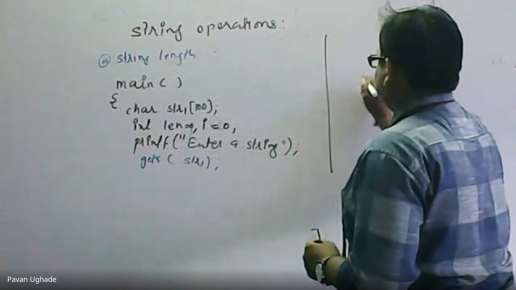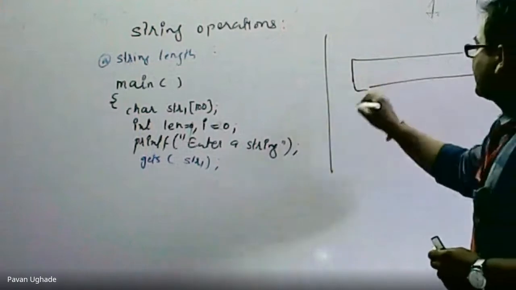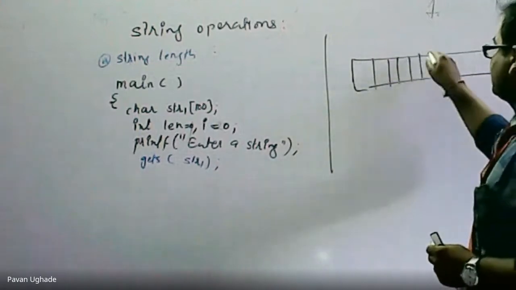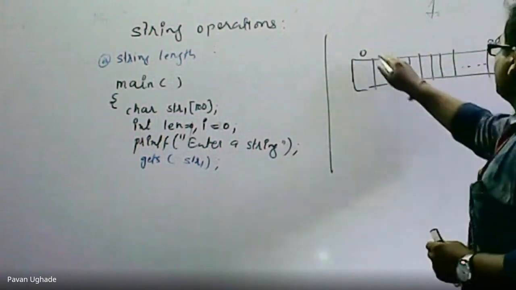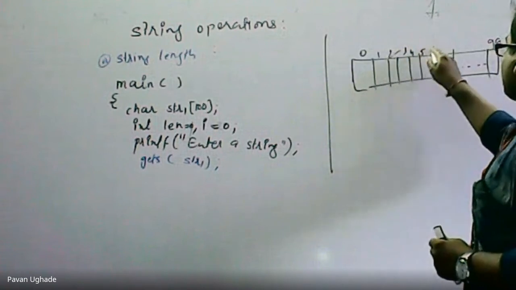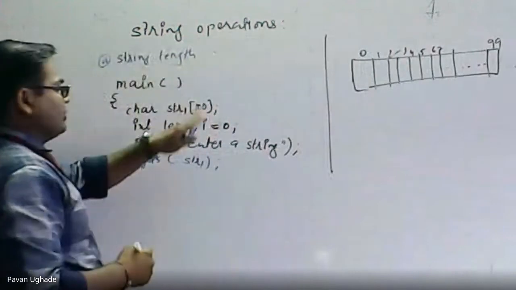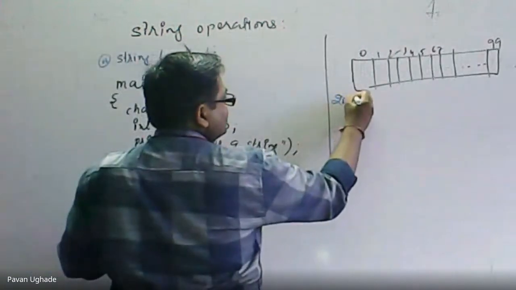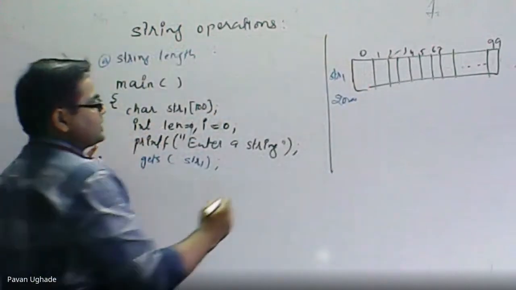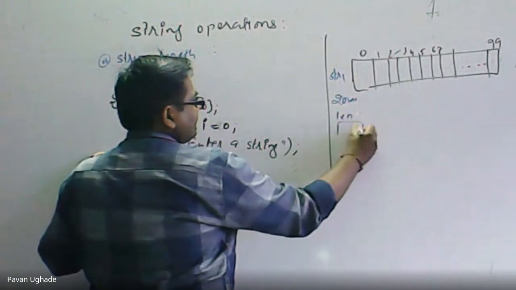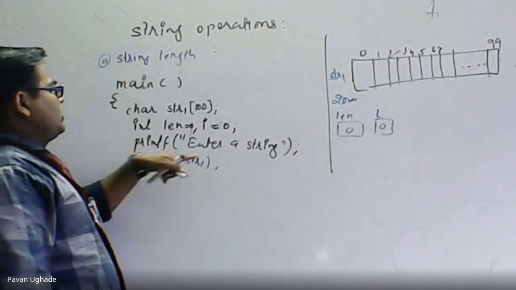So there will be a memory space of 100 characters, let's assume, 0 to 99. Now in this case, this is the memory being created, say at address 2000, and this is going to be str1. Now what is going to happen here? We are considering len also, which is initialized to 0, and i which is also initialized to 0. Fine, no issue. Now it is saying enter string.